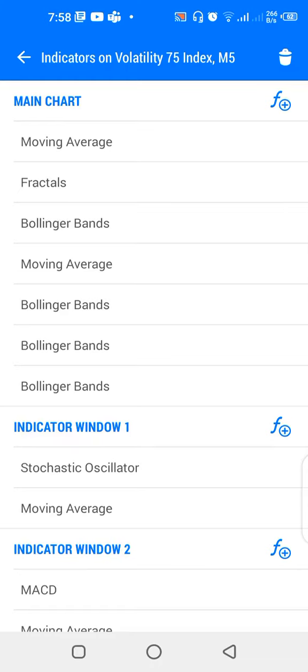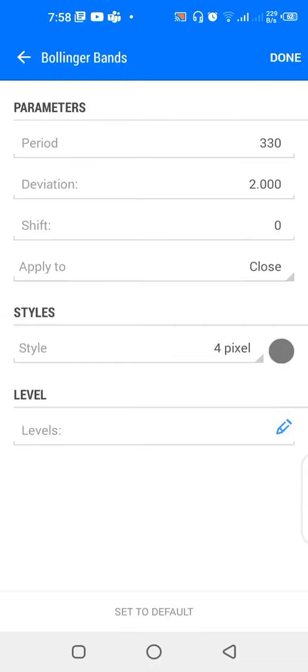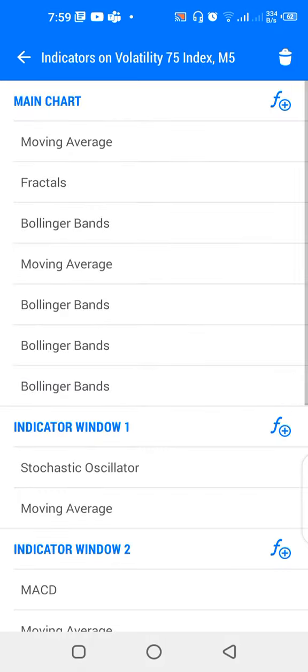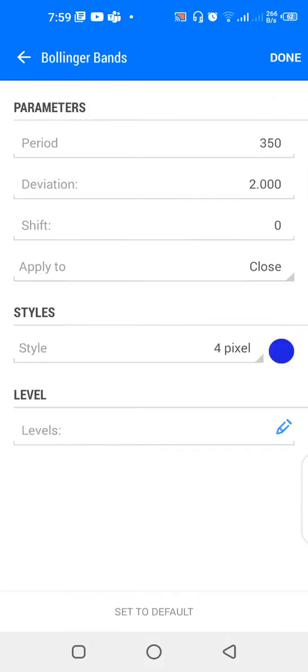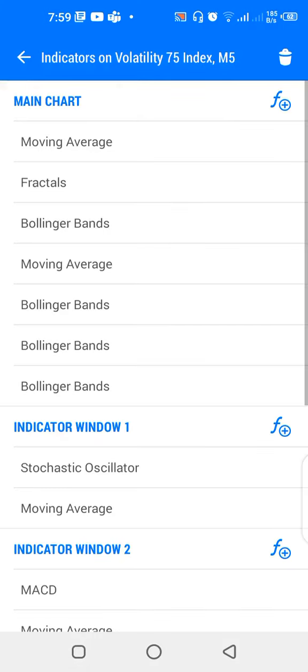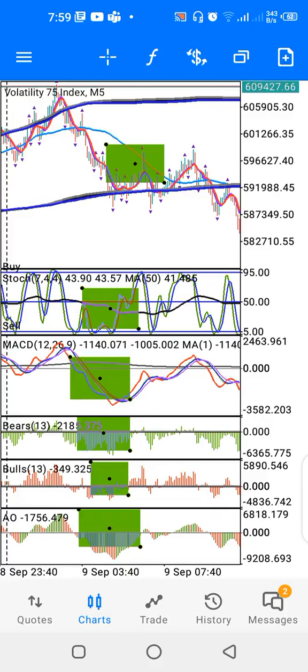Then we have another Bollinger Bands. Period is 330. Deviation is 2.0. Shift is 0. Apply to close. Color is black. Then we have another Bollinger Bands. Period is 350. Deviation is 2.0. Shift is 0. Apply to close. Color is blue. All right. So those are the indicators on the main chart.